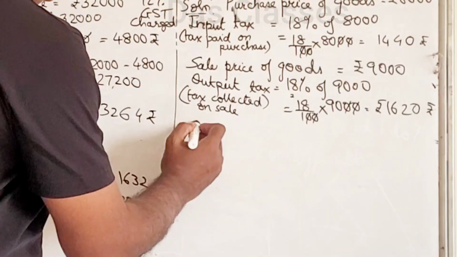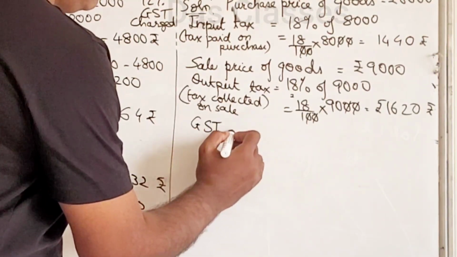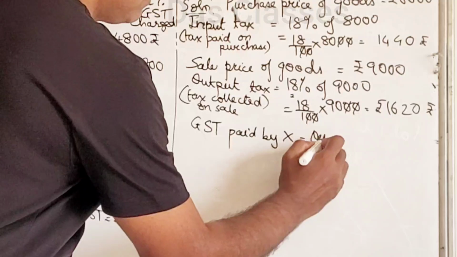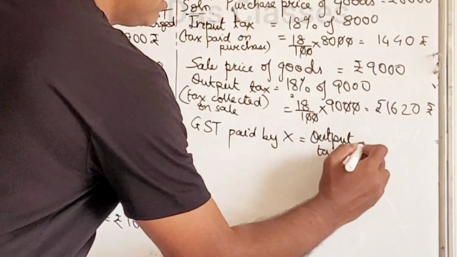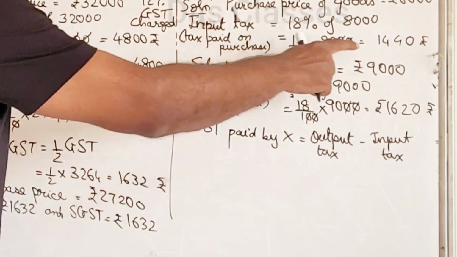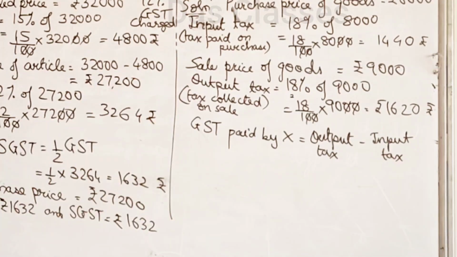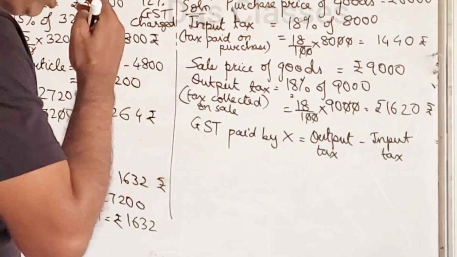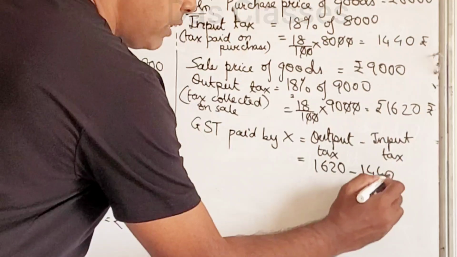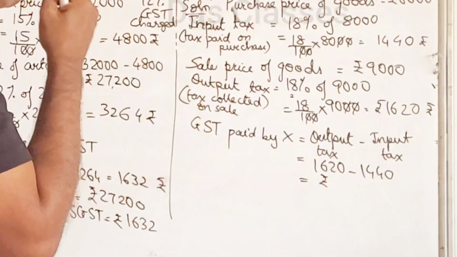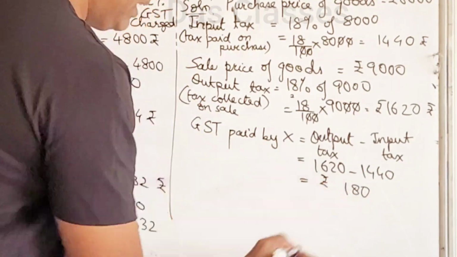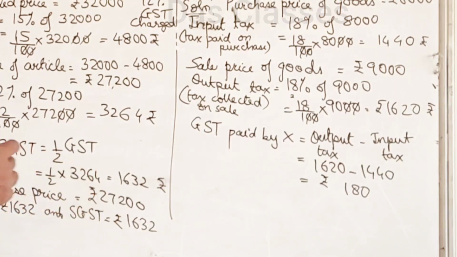So the GST paid by X is output tax minus input tax. I'll tell you the reason. Because he has already paid the tax of 1,440, he's going to get the credit of that amount. So actually the GST he has to pay is 1,620 minus 1,440. He has to pay for the extra part that he got from selling. So that comes to 180 rupees. That is the GST he has to pay.